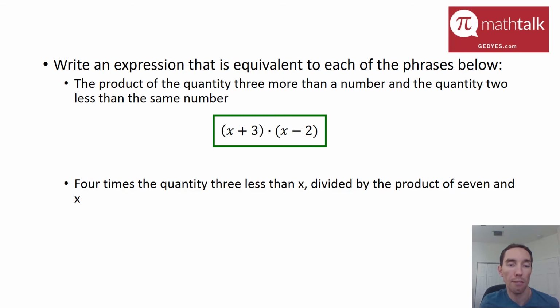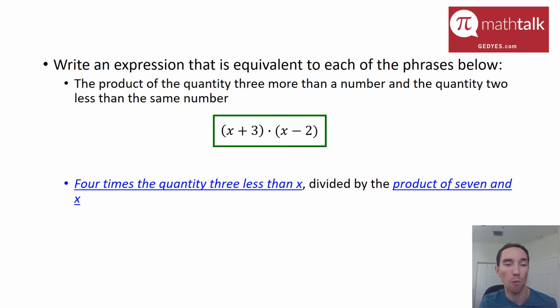4 times the quantity 3 less than x divided by the product of 7 and x. All right. So again, we want to find the different pieces of this phrasing. In that case, we have 4 times the quantity 3 less than x, and we have a product of 7 and x. So in that first part, 4 times a quantity. Again, quantities are represented with parentheses. 4 times the quantity 3 less than x, which is x minus 3. And then we have a product of 7 and x, which is 7 times x. And so I'm going to rewrite it as just 7x because typically that's how you're going to see it. You don't need a multiplication symbol in between the 2.